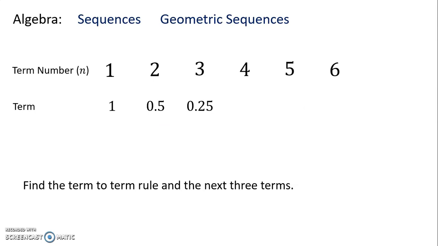Okay, here's another example, starting to get slightly more tricky because we've got decimals. Remember, if you can't just see what the common ratio is, you can divide one term by the previous term to work it out. So here you need to pause the video, find the term-to-term rule, and then generate the next 3 terms.